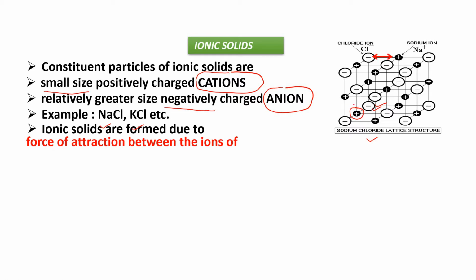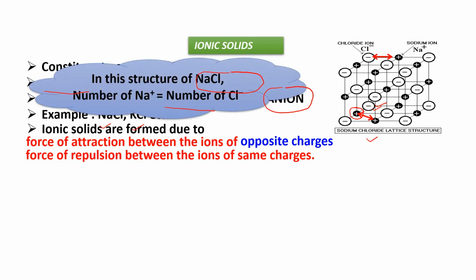That means force of attraction between what? Cation and anion, isn't it? Opposite charges, both positive and negative, will have attraction forces. That is the reason an ionic solid is forming here. And force of repulsion between the ions of same charge is also one more reason. So for example, between Na plus and Cl minus, we are going to get forces of attraction.